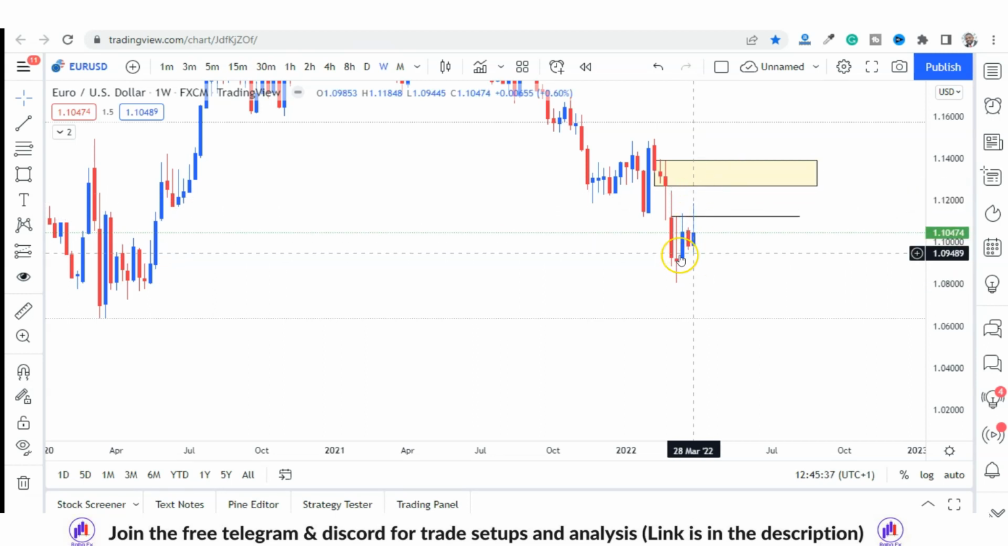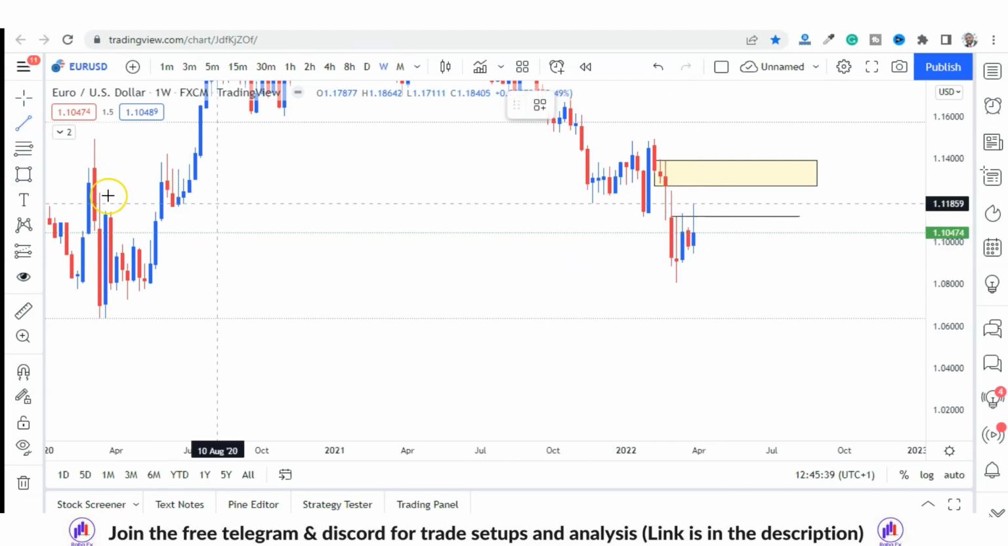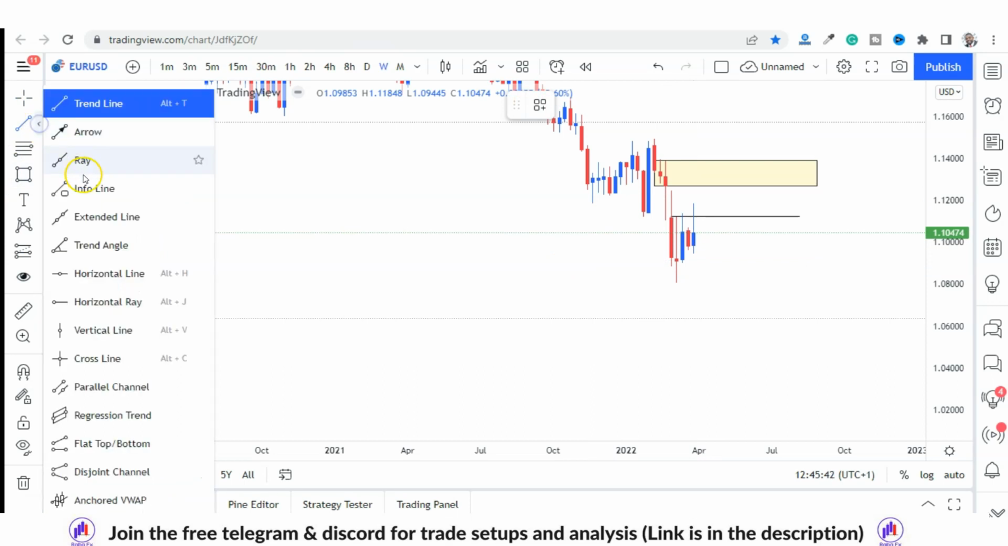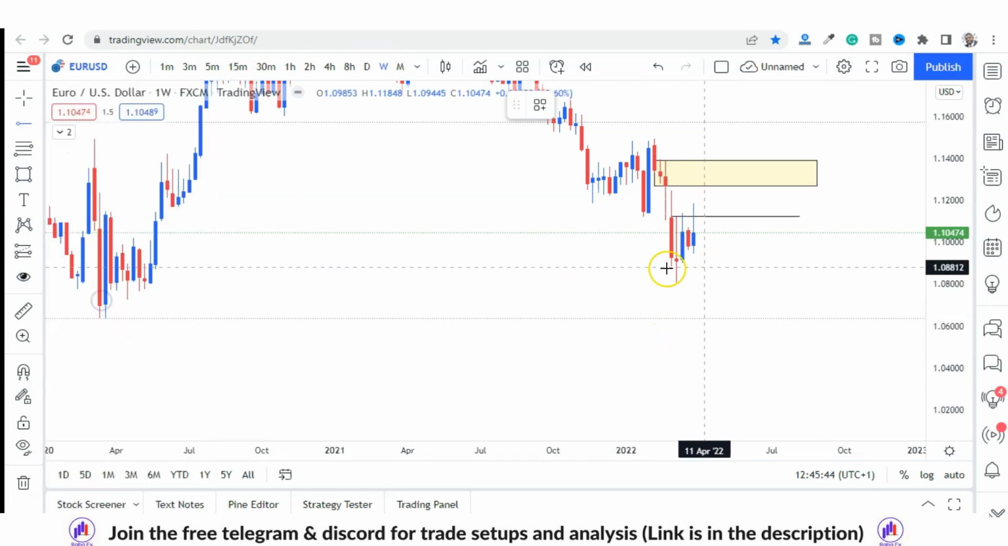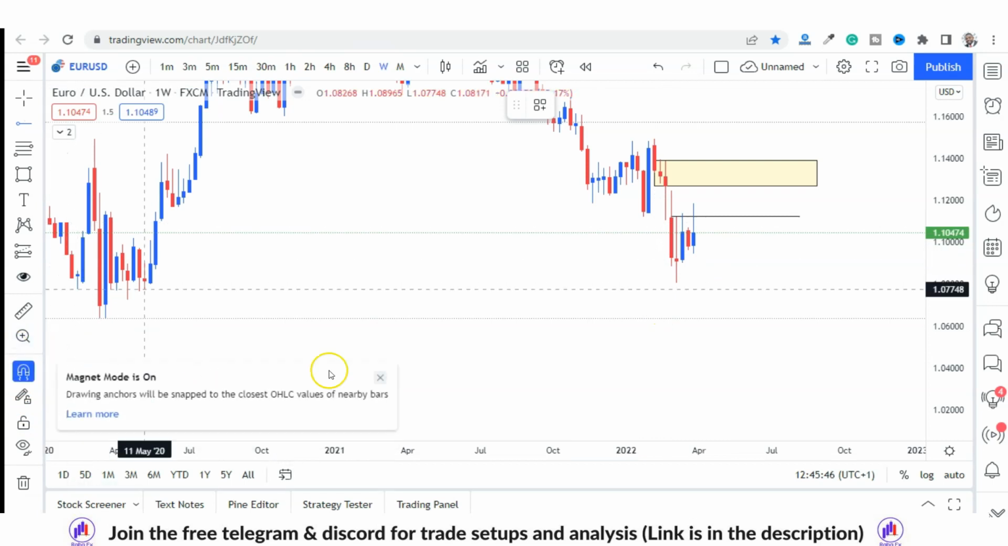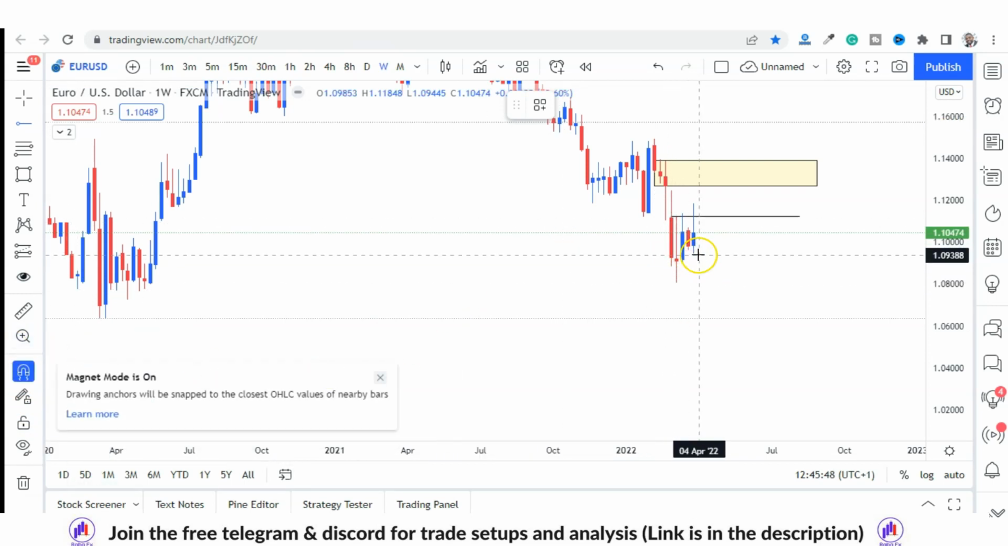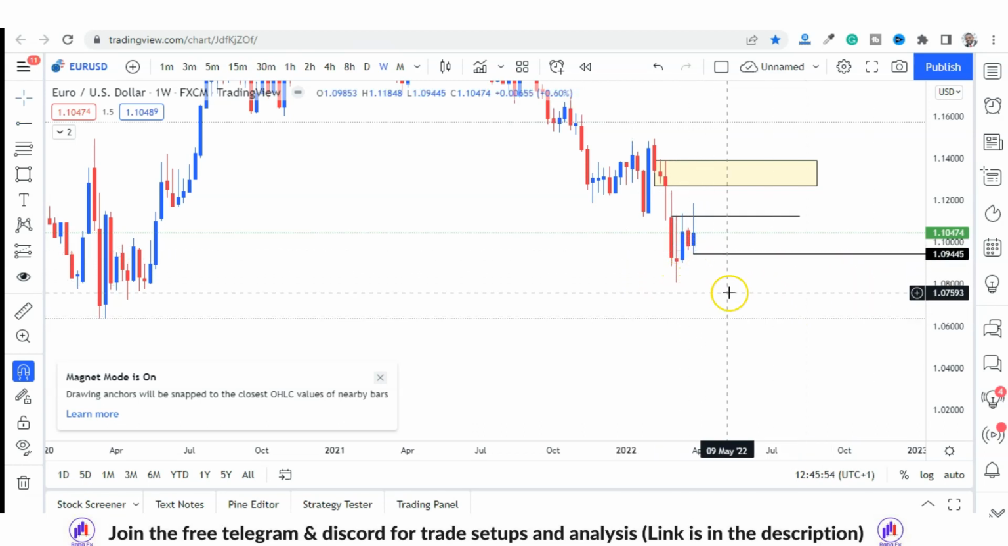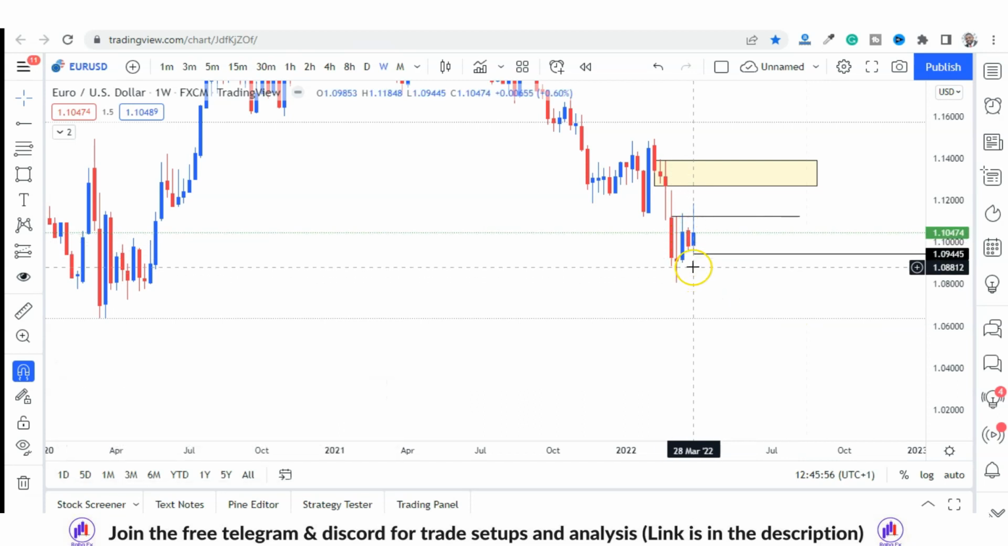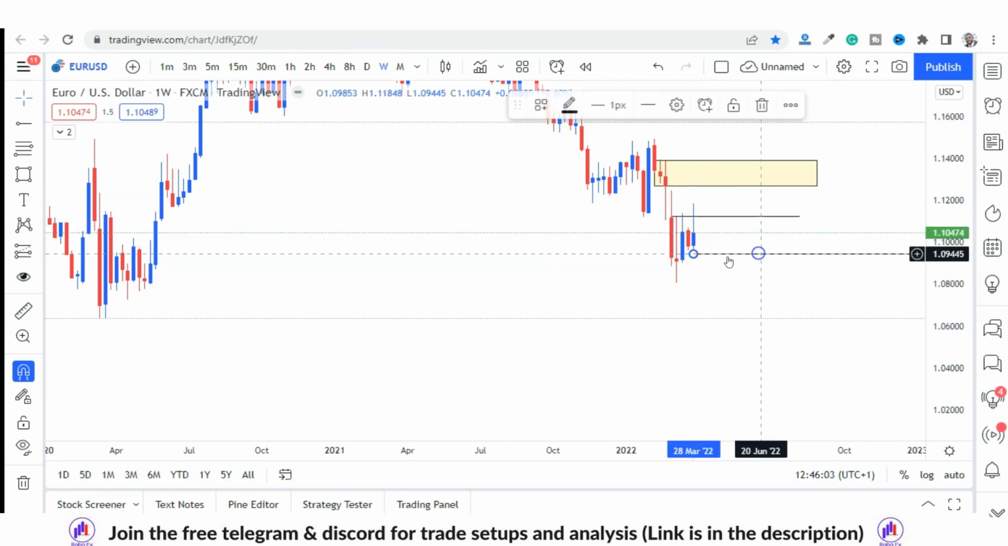This higher low, I will call it my protective low. Why is it my protective low or my strong low? It's a strong low because it took liquidity. It took the previous week low liquidity, and we have a push to the upside. So this is a strong low. So I'll put here weekly.